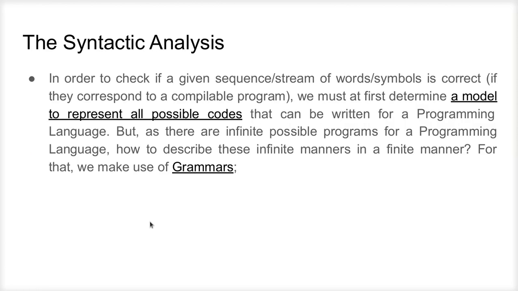So in order to check if a given stream of word symbols is correct, if they correspond to a compilable program, we must at first determine a model to represent all possible codes that can be written for a programming language. But as there are infinite possible programs for a programming language, how to describe these infinite manners in a finite manner? For that we make use of grammars.